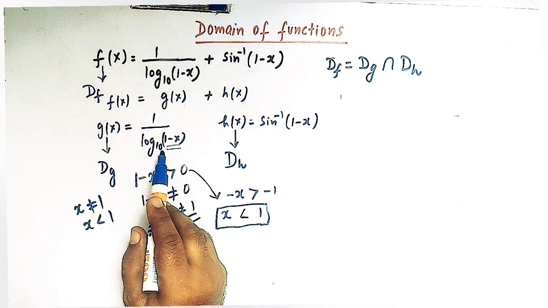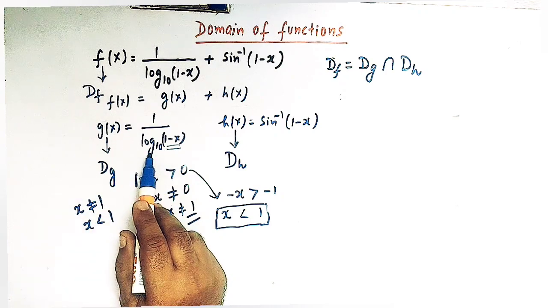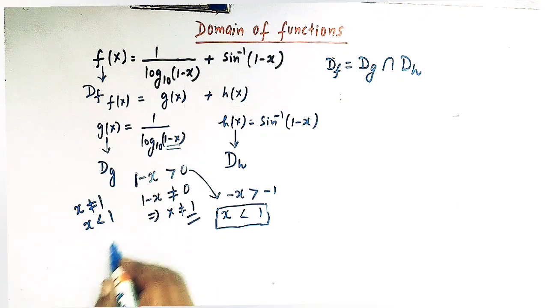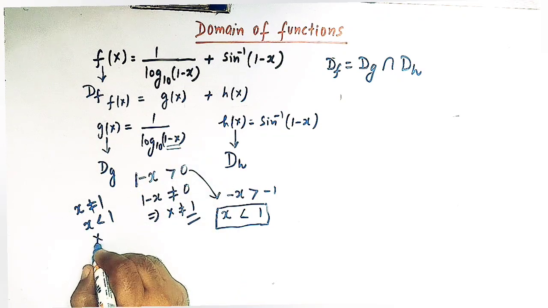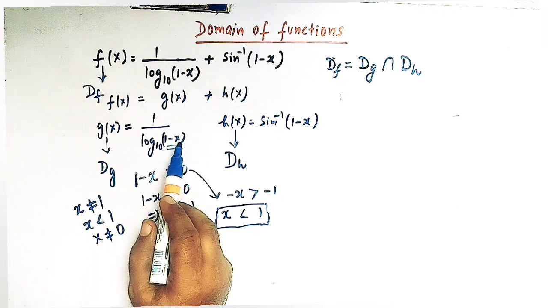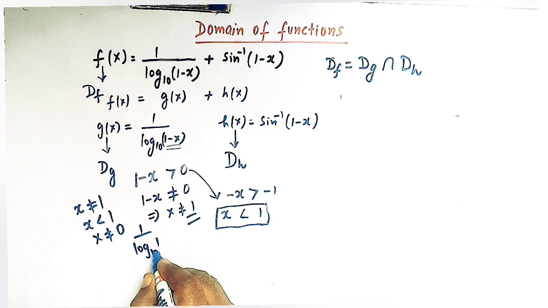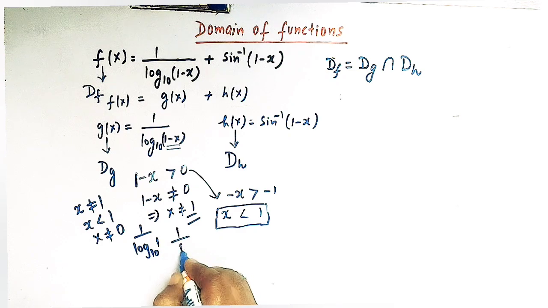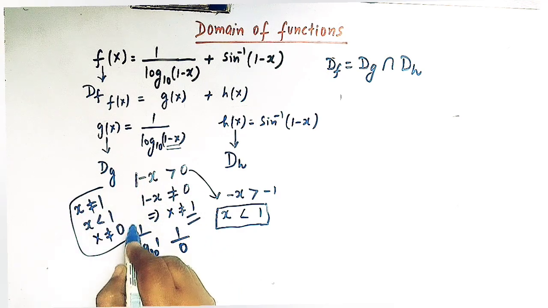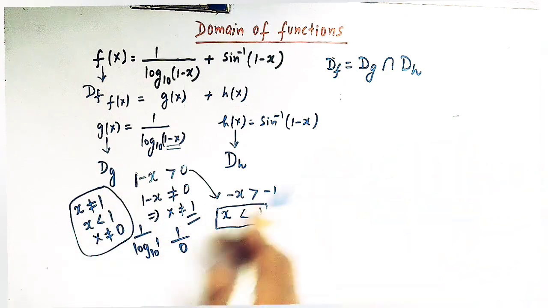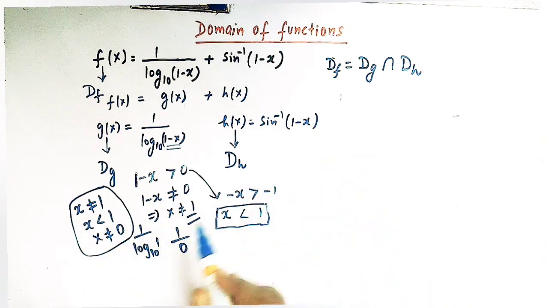And there is one more condition required, which makes this function g of x undefined, that is x should not be equal to 0, because when x is equal to 0, we have 1 over log of 1 to the base 10, and log of 1 to the base 10 is 0. So we have 1 over 0, which is not defined, right? So now we have these three conditions. Let us represent these three conditions on the real number line.